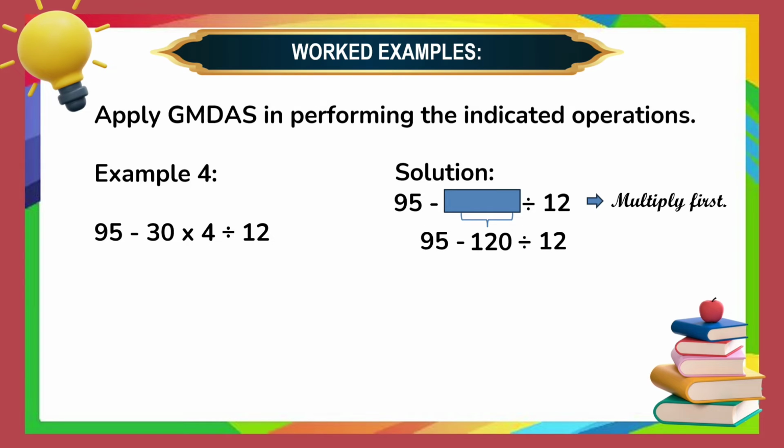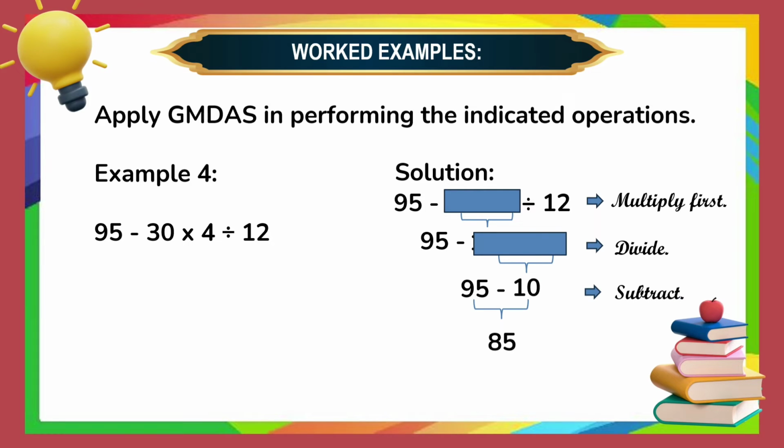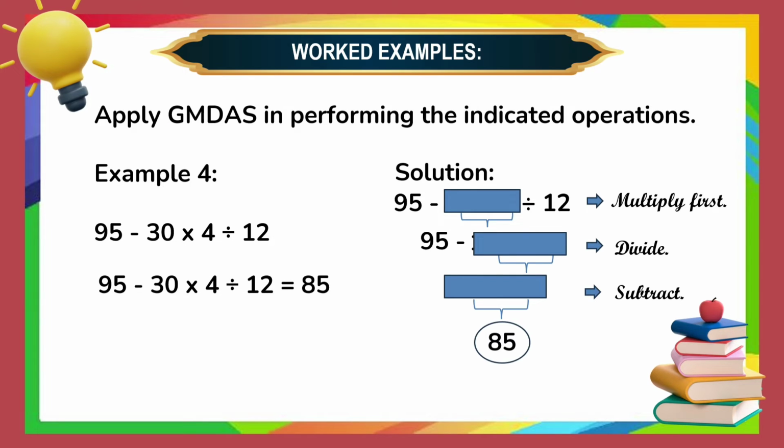Then we have 95 minus 120 divided by 12. So in these two operations, we need to do the division first. So 120 divided by 12, the answer is 10. Then bring down 95. 95 minus 10, so we have to subtract. The answer is 85. So the final answer for 95 minus 30 times 4 divided by 12, the answer is 85.